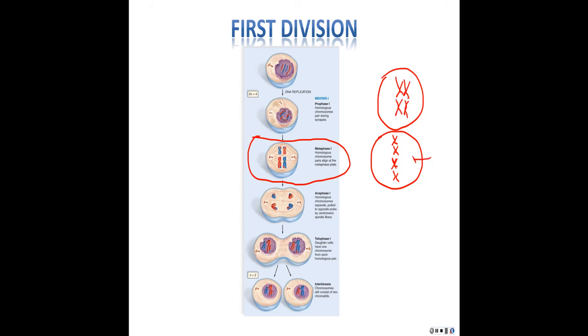So this would be mitosis, where they just all randomly line up, and the reason it's random is because it doesn't matter. Both sides are getting exactly the same thing. In meiosis, this homologous pair lining up means that one of these homologs is going to go this way, and the other one is going to go that way.